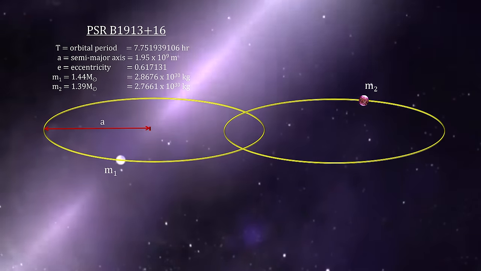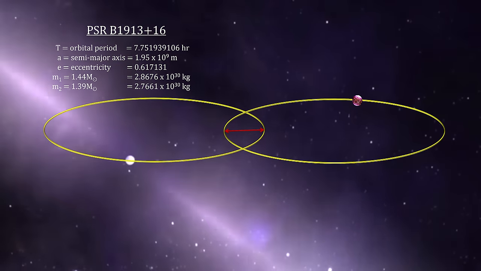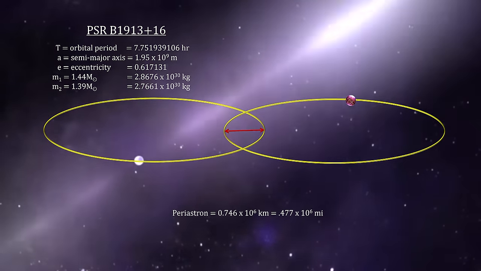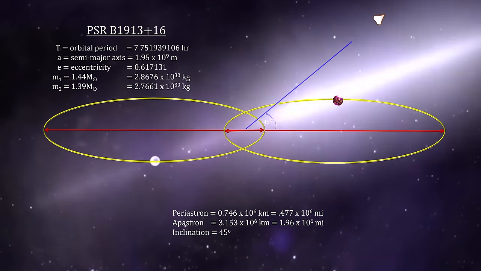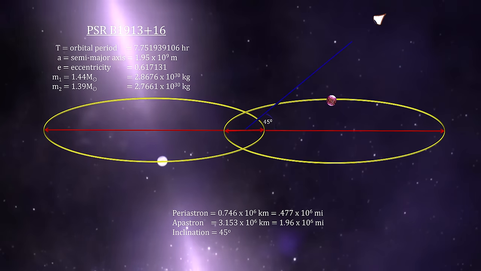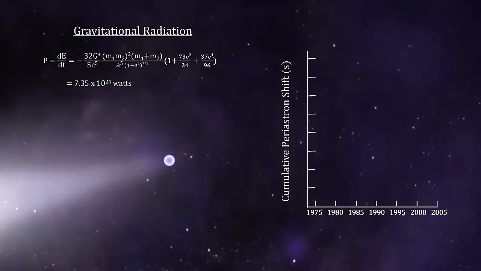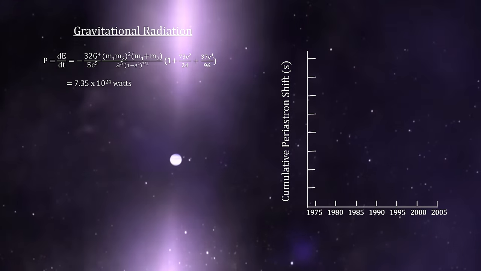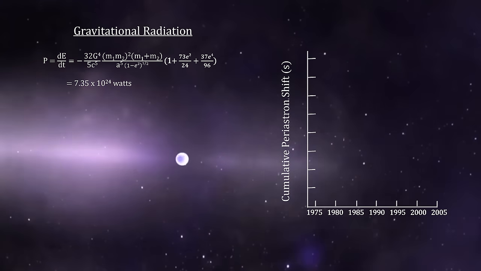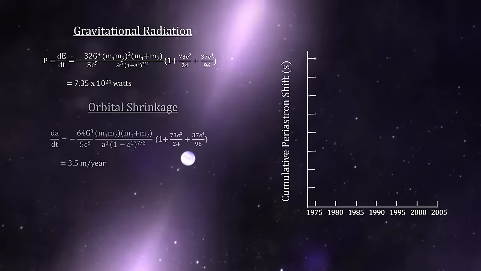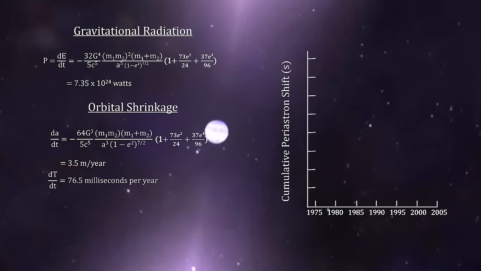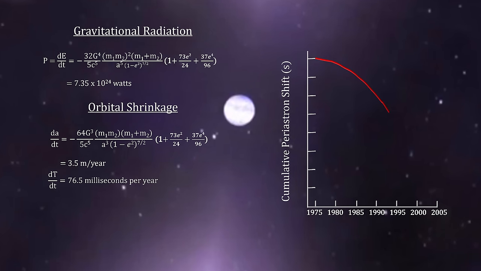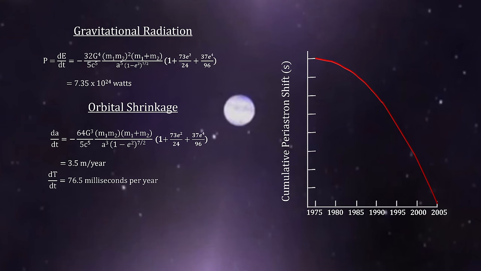Using the orbital motion, they calculated the stars' masses, their closest approach, called the periastron, and their furthest distance apart, called the apastron, as well as the system's inclination. With this information and the gravitational wave equations, they were able to calculate the amount of gravitational radiation, the expected decay of the orbit due to the lost gravitational energy, and the corresponding reduction in the time it takes per orbit. This graph maps the accumulated reduction in orbital periods against time, assuming that Einstein's equations are correct.